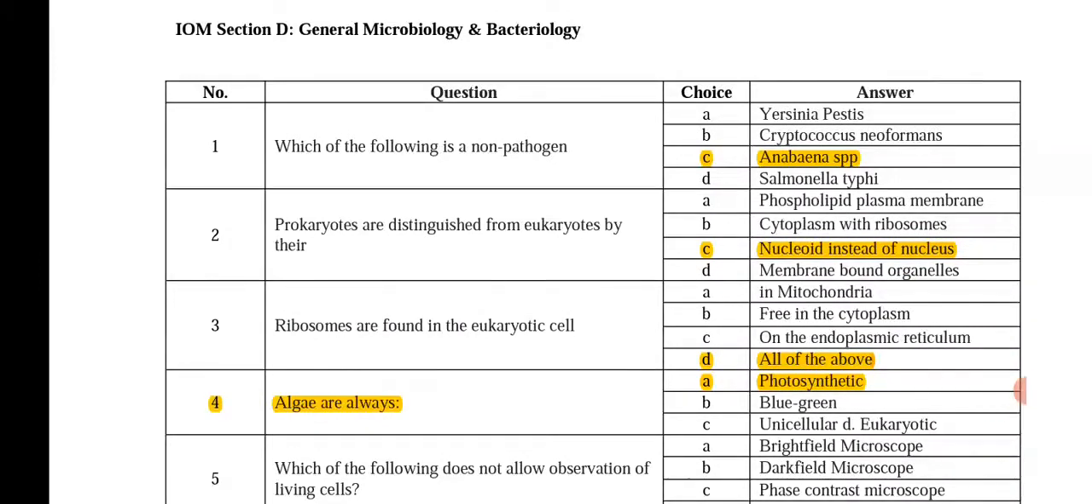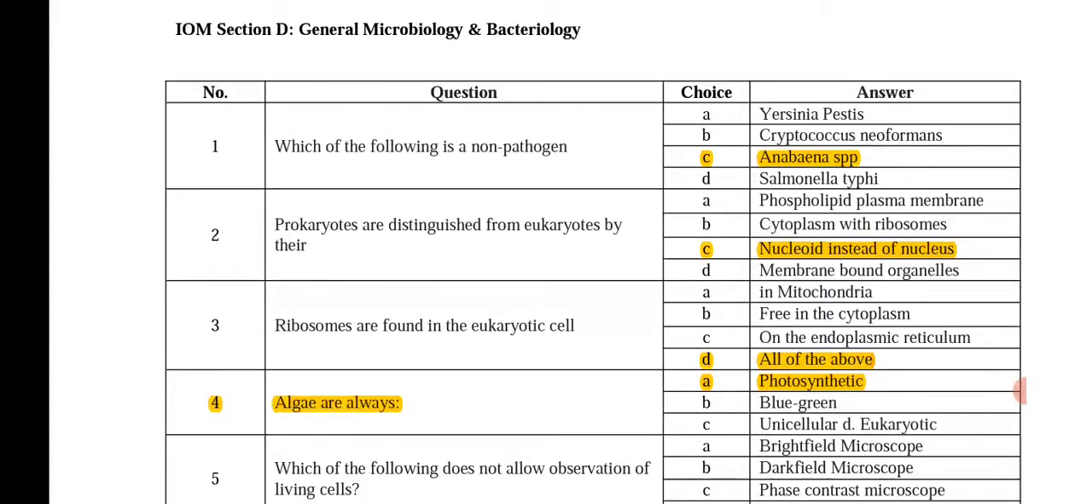Section D. General microbiology and bacteriology. Which of the following is a non-pathogen? Anabaena species. Prokaryotes are distinguished from eukaryotes by their nucleoid instead of a nucleus. Ribosomes are found in eukaryotic cells. All of the above: in mitochondria, free in the cytoplasm, on the endoplasmic reticulum.